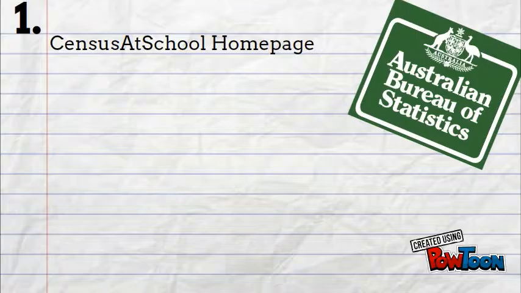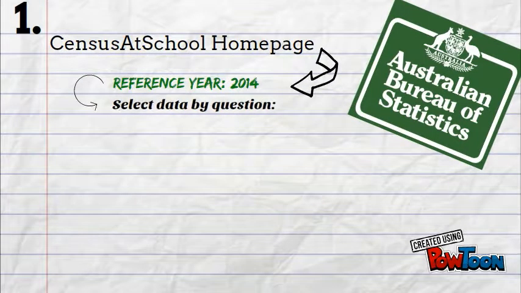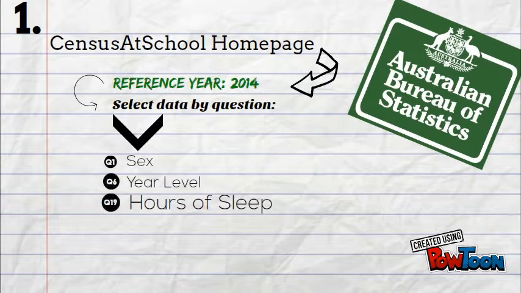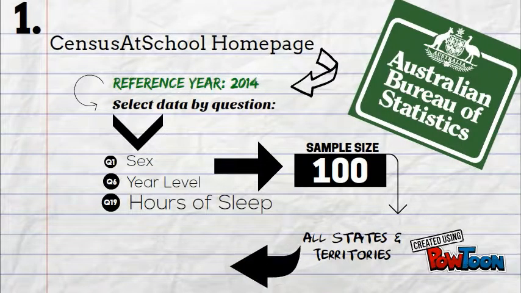The data for this investigation was collected from the 2014 Australian Bureau of Statistics Census at School Random Sample Report. The data was selected by question of sex, year level and hours of sleep. To ensure the test was fair, I decided to choose a sample size of 100 students. Ideally, this allowed for 50 students per variable.